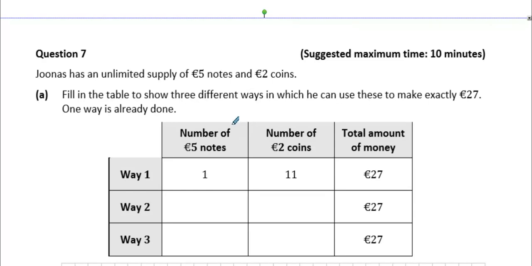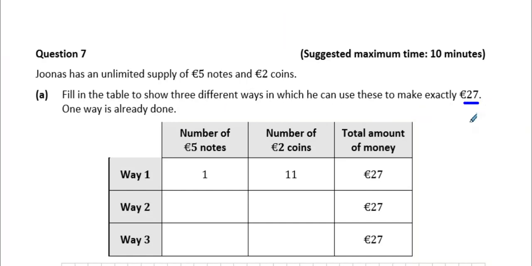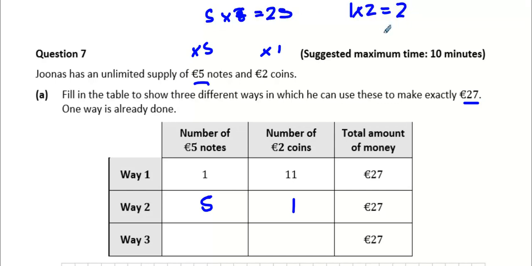Question 7. This guy has an unlimited supply of €5 notes and €2 coins. Show 3 different ways which you can make €27. Well, you can do 5 €5 notes and 1 €2 coin. So 5 by 5 is 25, and then 1 by 2 is 2. 1 €2 coin, 5 €5 notes, add them together, €27.